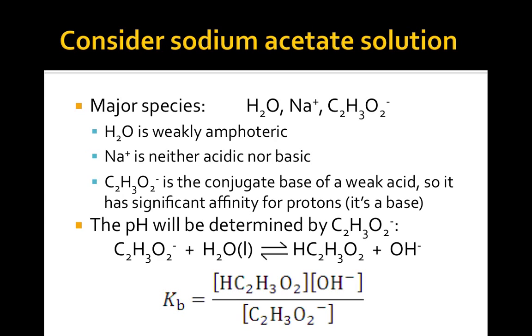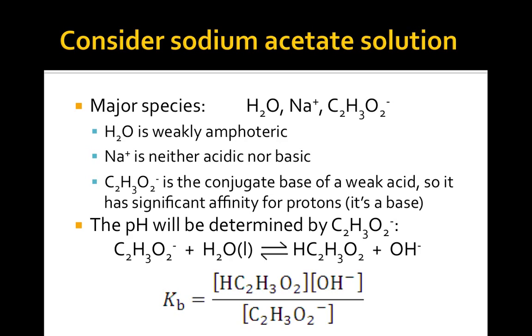But let's consider a solution of sodium acetate. First, what are the major species in this solution? There would be water molecules, and because sodium salts are soluble, there would be sodium ions and acetate ions as well. Water is weakly amphoteric and would be the predominant producer of hydrogen and hydroxide ions if that were the only acidic or basic species in solution. Sodium ion, being the cation of a strong base, sodium hydroxide, won't affect the pH. On the other hand, the acetate ion, being the conjugate base of a weak acid, acetic acid, will have significant affinity for protons. The pH will be determined from the alkalinity of the acetate ion.